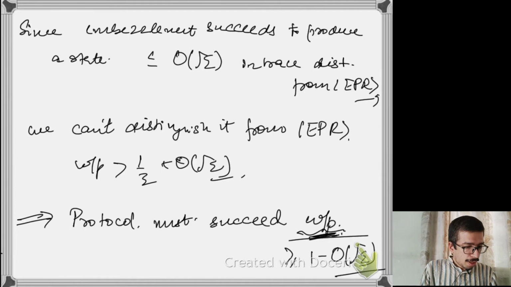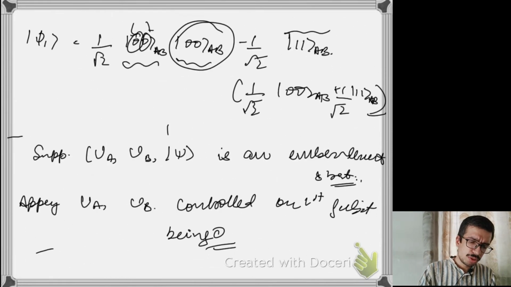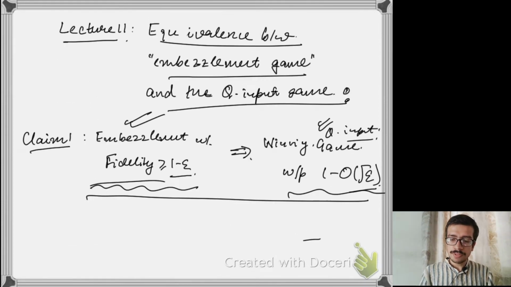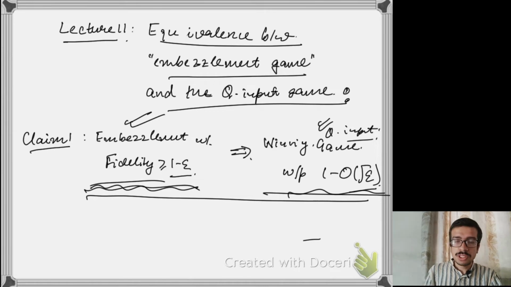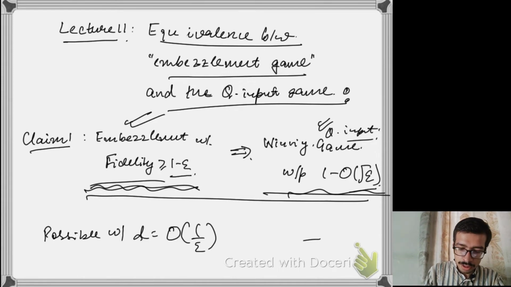Okay, and now let's prove the converse. So firstly, what do we gain from this? So we have proved this claim that embezzlement implies winning the quantum input game, but we know that embezzlement is possible with dimension of the order of 1 over epsilon sort of qubits.